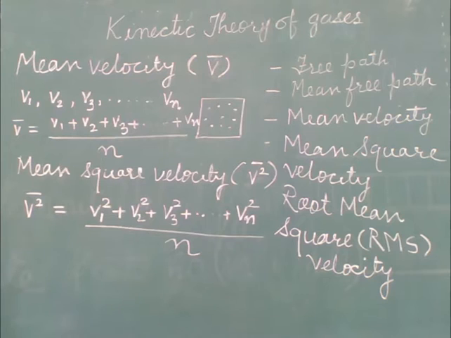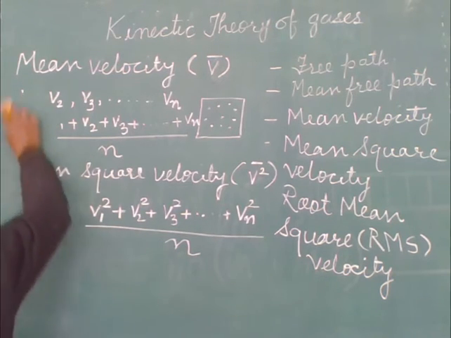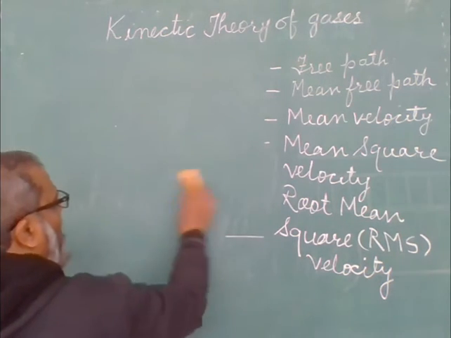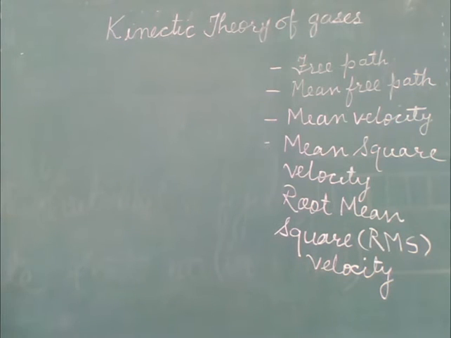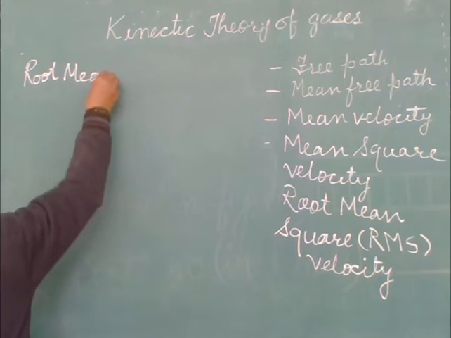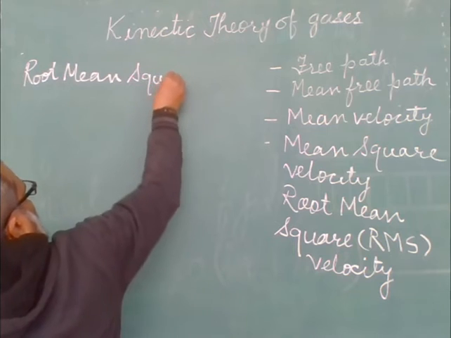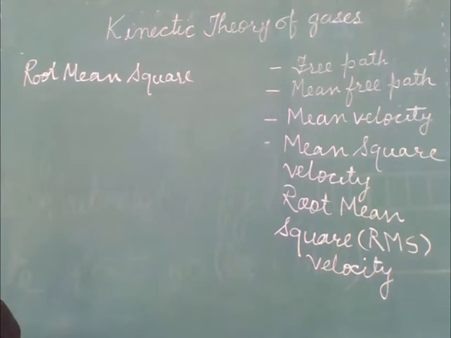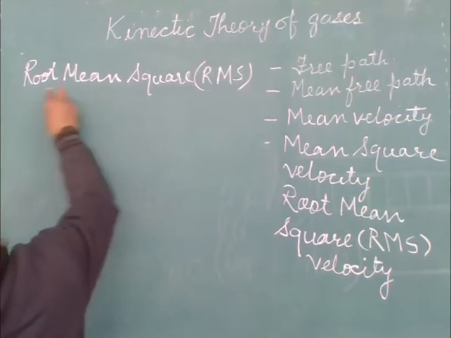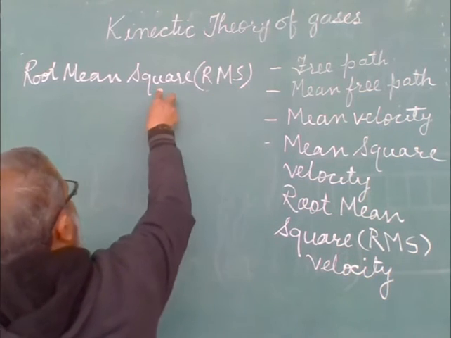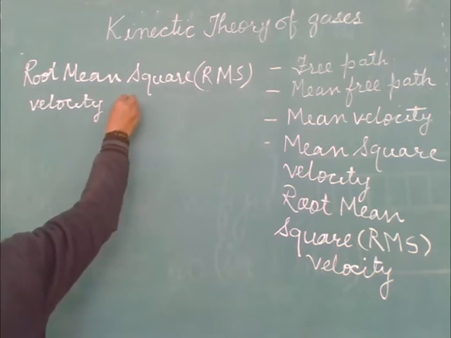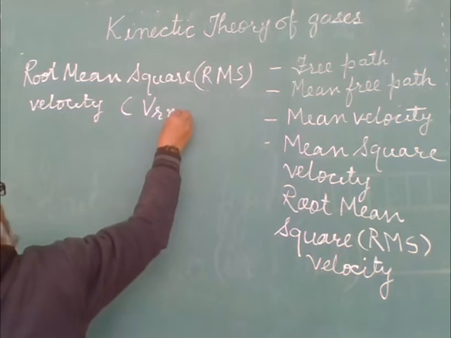And the third velocity, which is the last one, is root mean square velocity. In short, it is called RMS velocity. So it is root mean square. Take the short form of this, it will be RMS: R for root, M for mean, S for square. Root mean square velocity, and the symbol for this is VRMS.